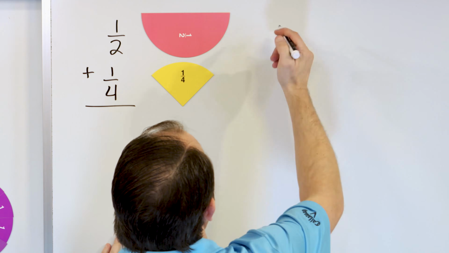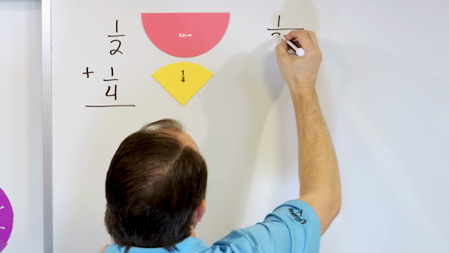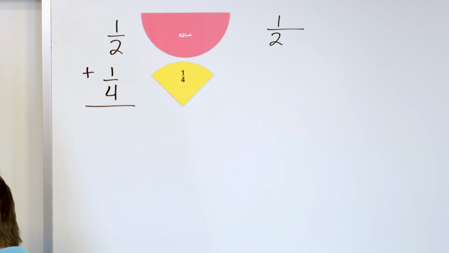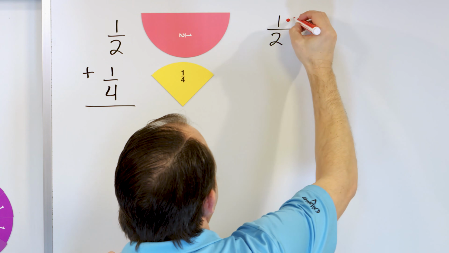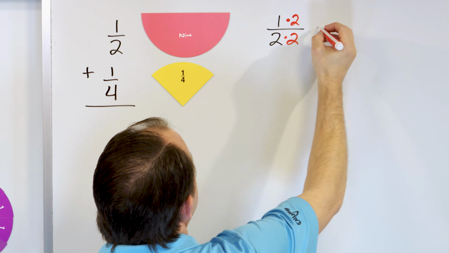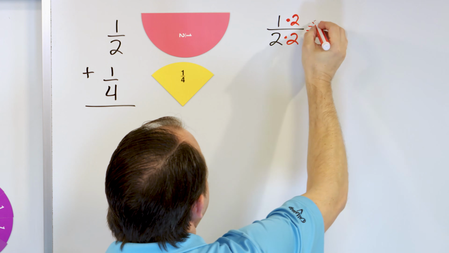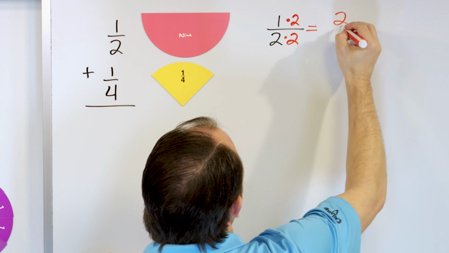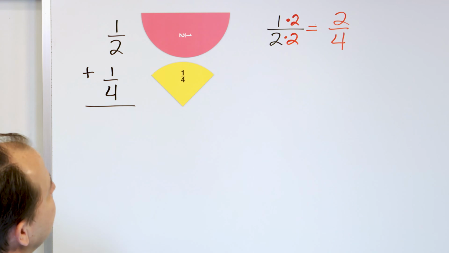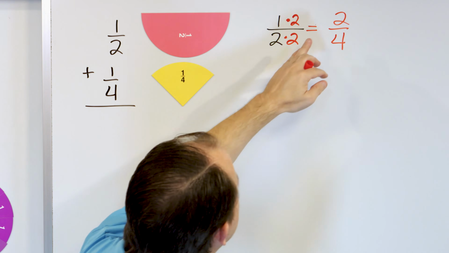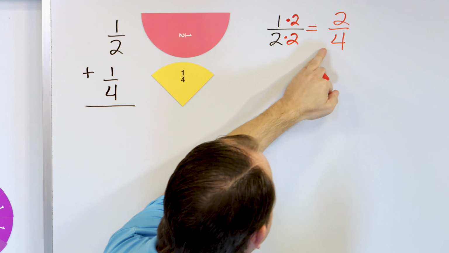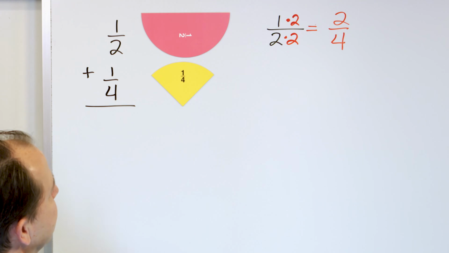So what I will do is start out with 1/2, and I can multiply by whatever I want. So I'm going to multiply by a 2 on the top and a 2 on the bottom. And what's that going to give me? It's going to give me 2/4. So 2/4 of a pizza, 2 out of 4 pieces, is exactly the same as 1/2 of a pizza, right?